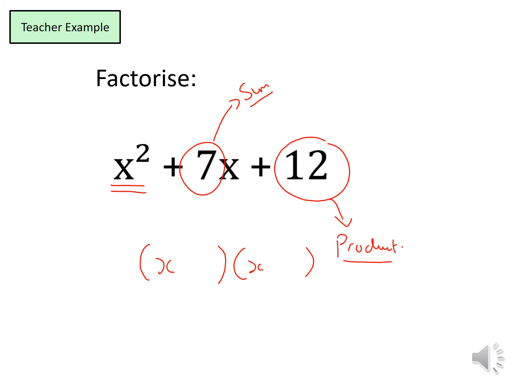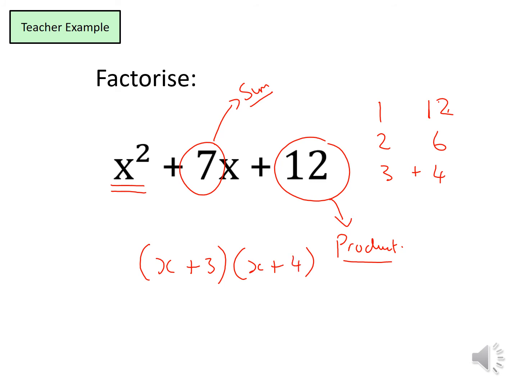Again, I'm going to list out all the pairs of numbers that multiply out to give me 12. So I've got 1 and 12. Do they get a sum of 7? No, so move on. 2 and 6. Do they add to give me a sum of 7? No, they don't. 3 and 4. Do they add to give me a sum of 7? Yes, they do. So I have x plus 3, x plus 4.